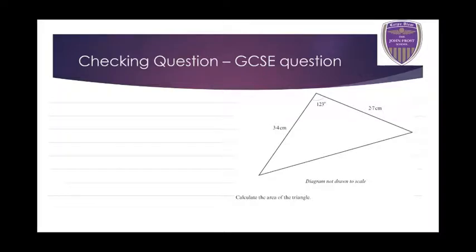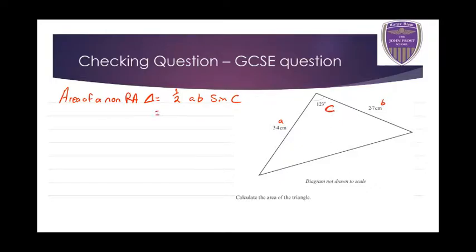Okay, so hopefully you remembered that the area of a non-right angle triangle was half AB sine C. And that's when there's a known angle between two known sides. So let's label these up. I'm going to call this side A, that side B, and this angle C.